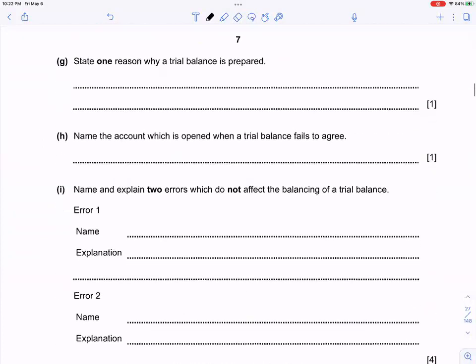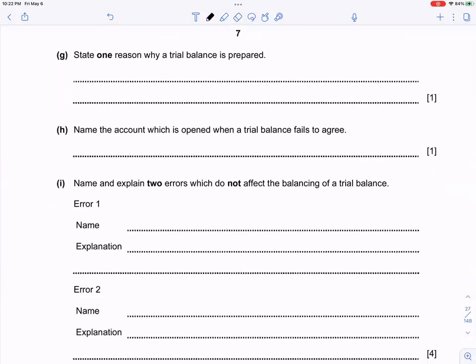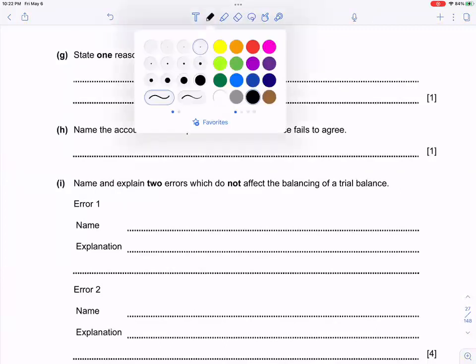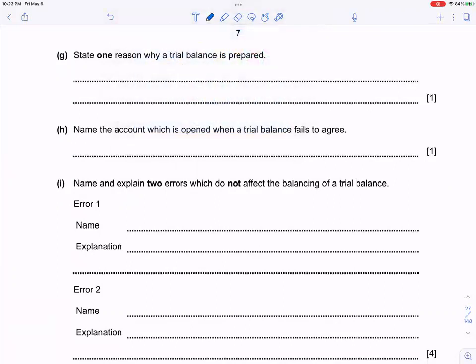State one reason why a trial balance is prepared. To calculate the assets and liabilities? Okay, you all need to learn this. We normally prepare a trial balance so that we can see whether we are arithmetically correct or not.